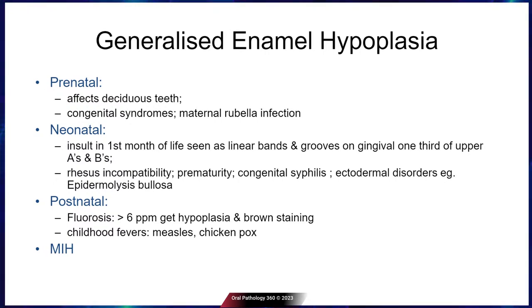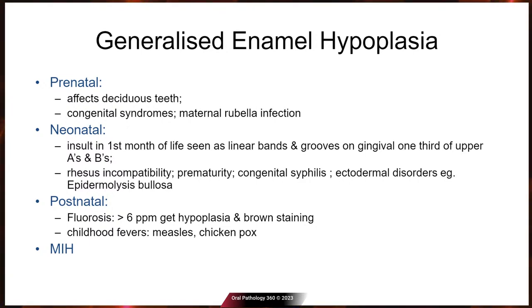So what about the insults? Well, they could be prenatal, and that will, again, depending on the timing, primarily affect the primary dentition. So congenital syndromes, maternal rubella infection, and so on. Then there are those which occur round about the time of birth. And so you'll find that, for example, extreme prematurity, rhesus incompatibility, and others, some of them related to infections and so on. Again, you will have that consistent site of a band which will affect the development of the teeth.